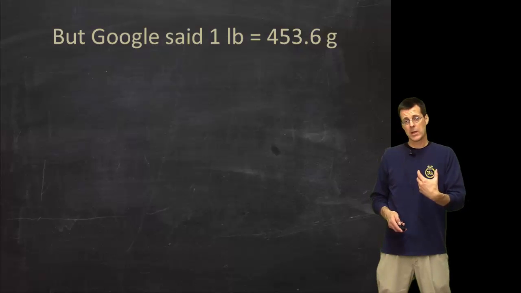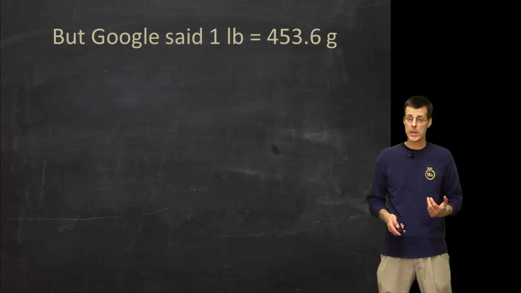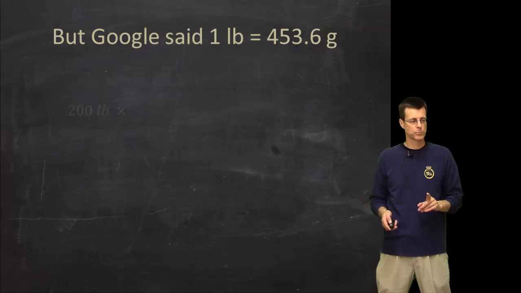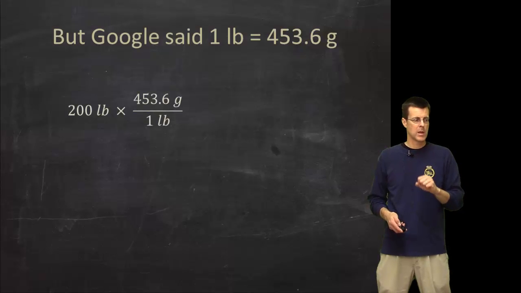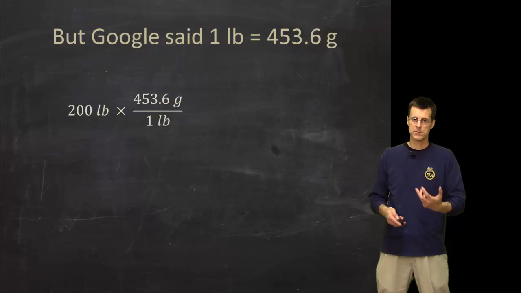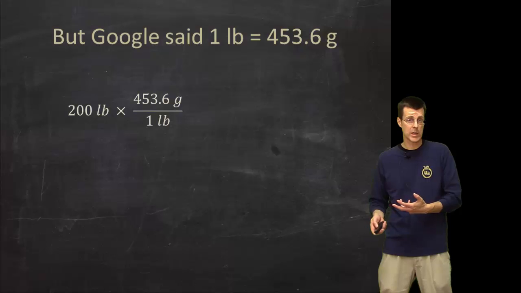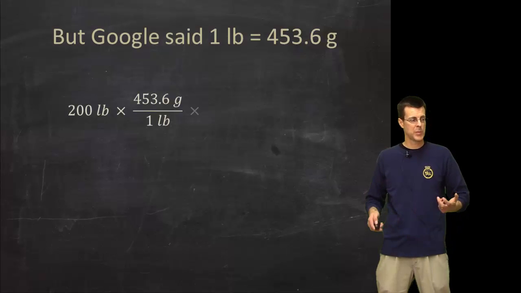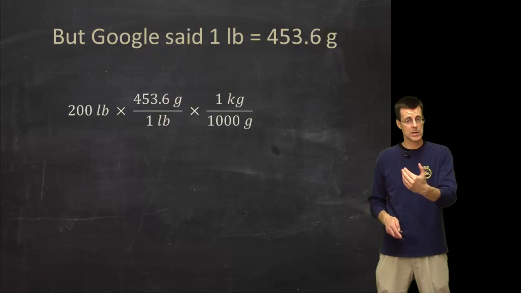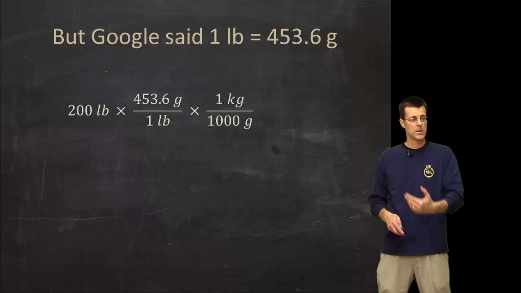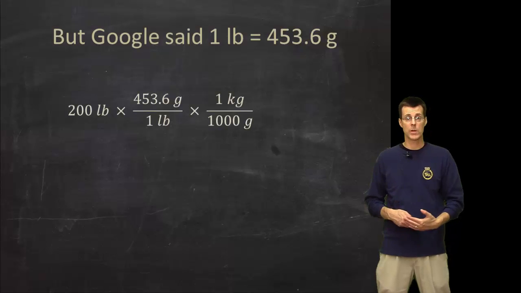But if you looked up and had a different conversion factor, if you found out that 1 pound was 453 grams, or 453.6 grams, now it's a bit different, but not much. 200 pounds, that's what I'm starting with. I need to convert that using my conversion factor that I have. Well, 453.6 grams is the same thing as 1 pound. Pounds cancel out. Next, though, I'm going to have to convert from grams to kilograms. So 1 kilogram is the same thing as 1,000 grams.